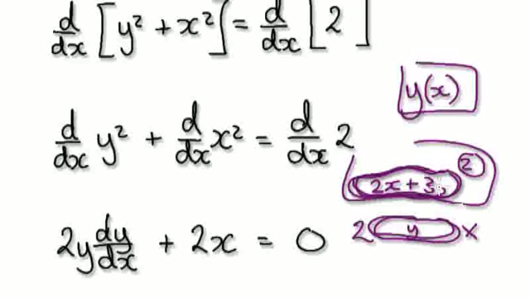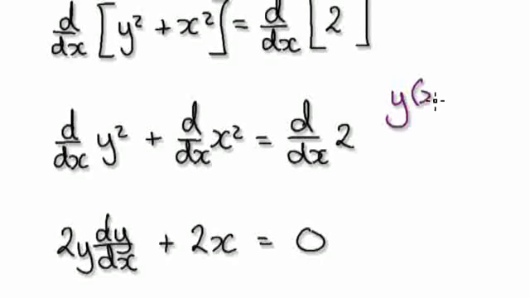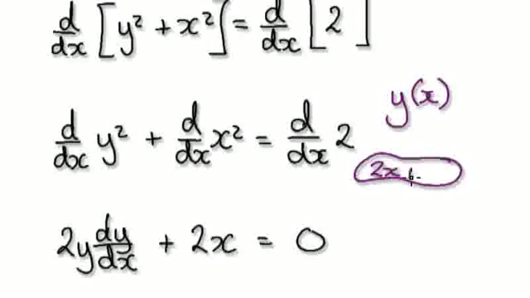Remember the chain rule. Let's start again. y is a function of x. Imagine y is 2x plus 3, and then here we've got y squared. So that's like y squared here. When you differentiate this, you've got to use the chain rule.